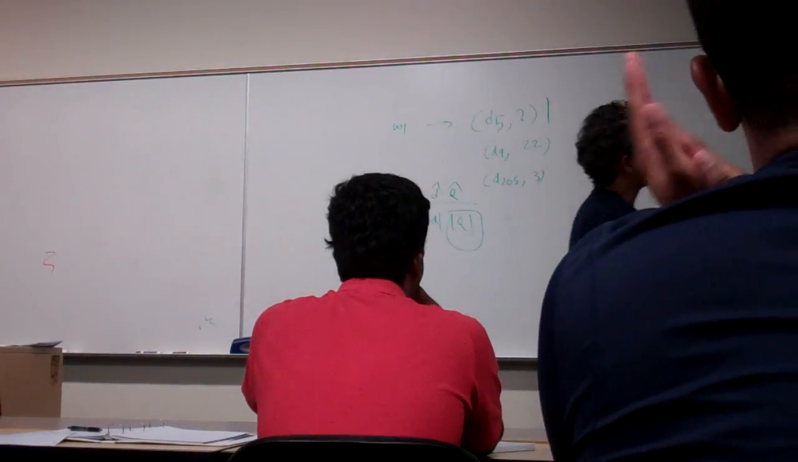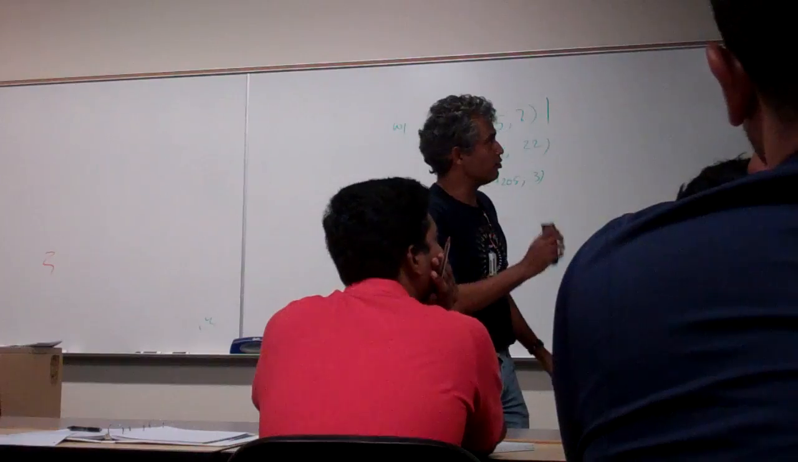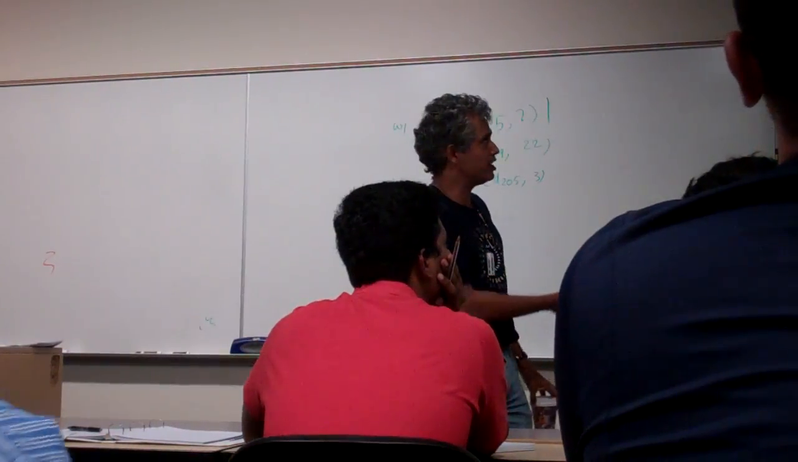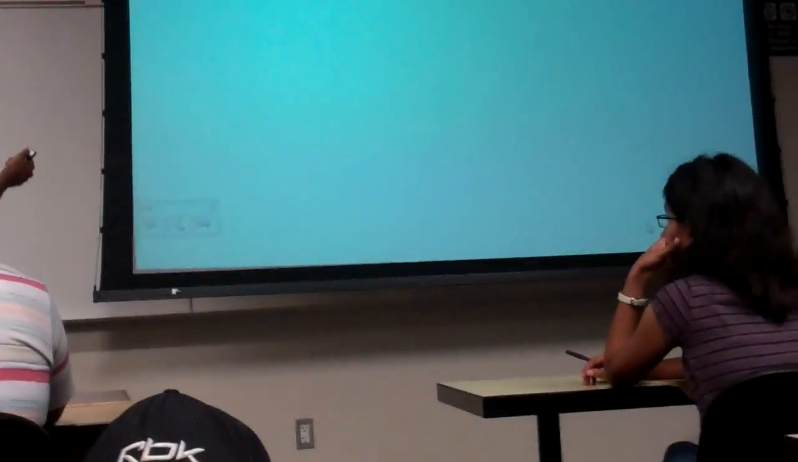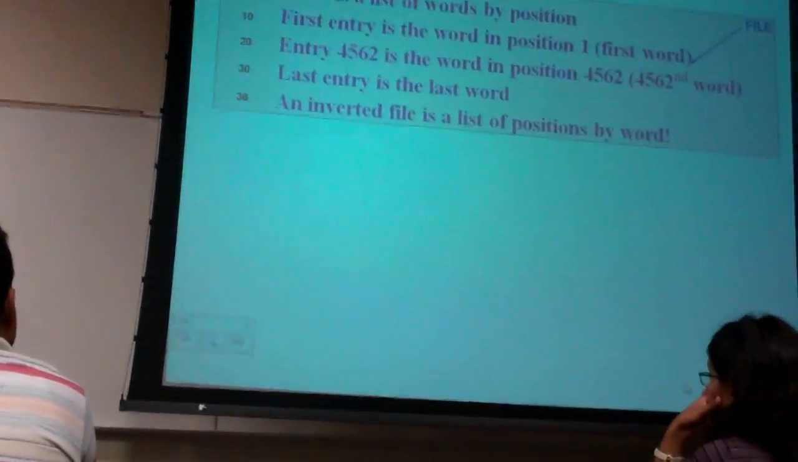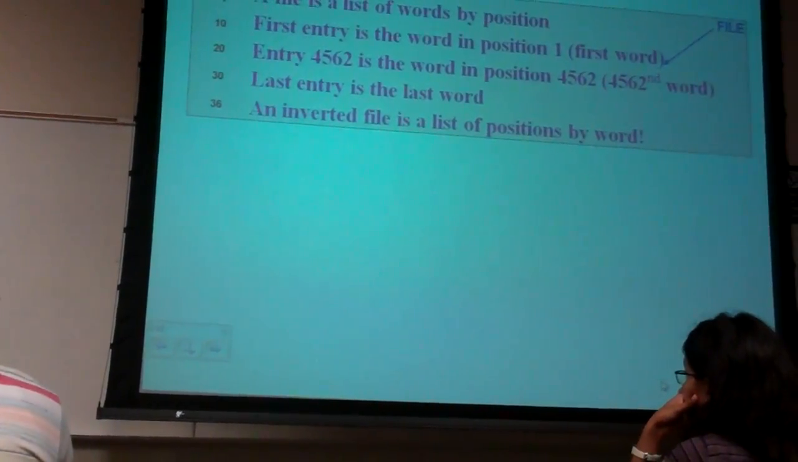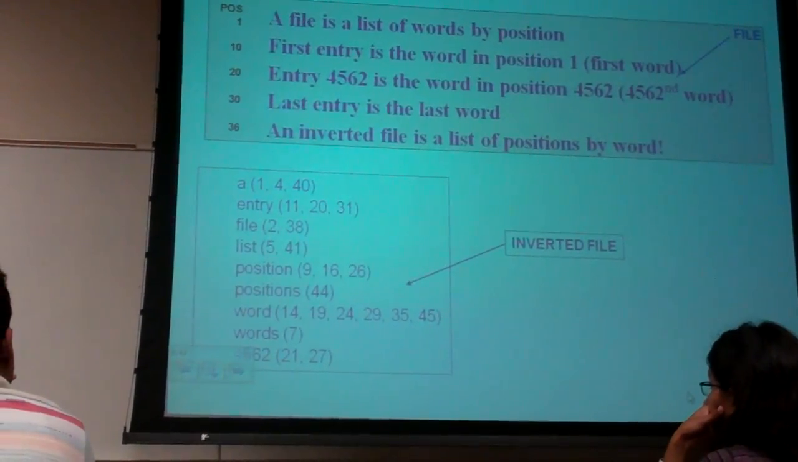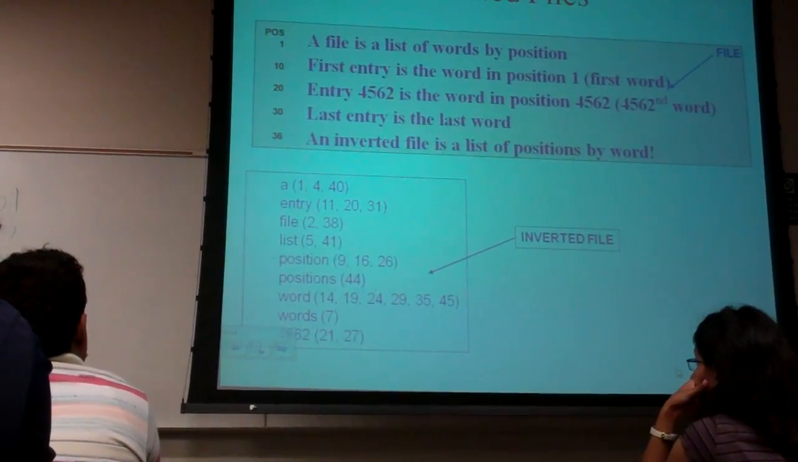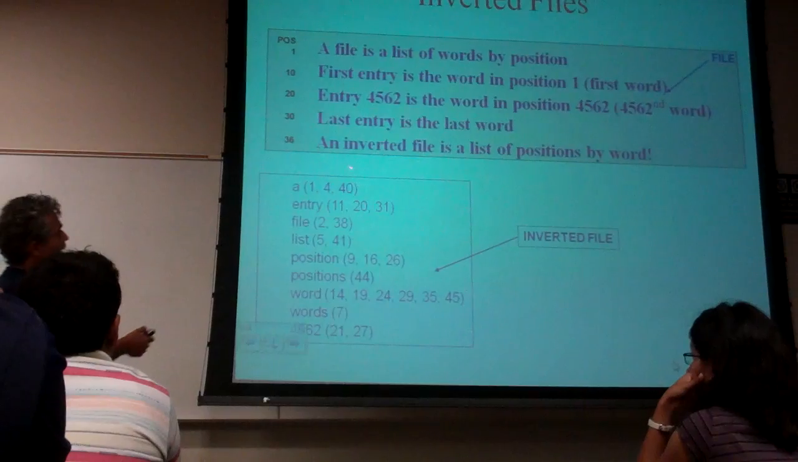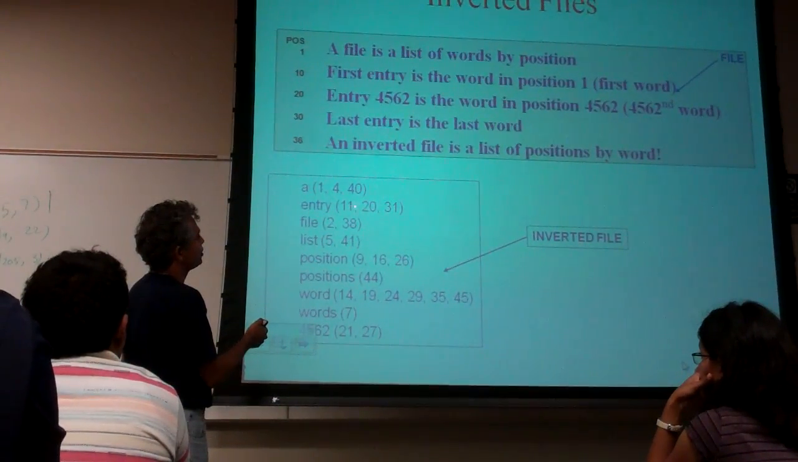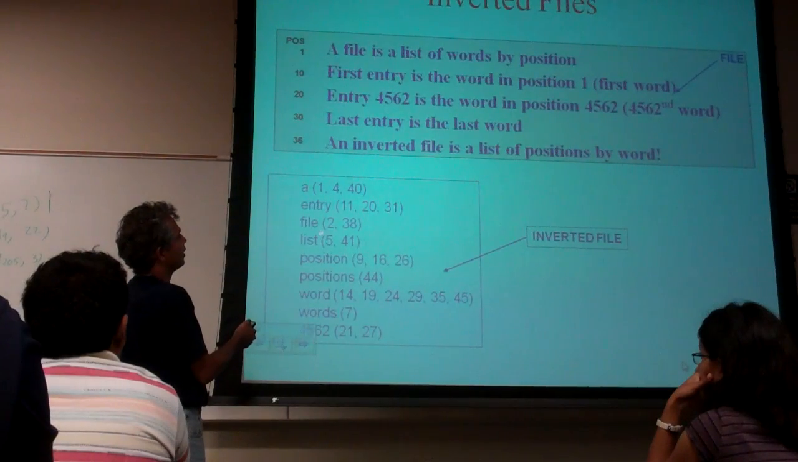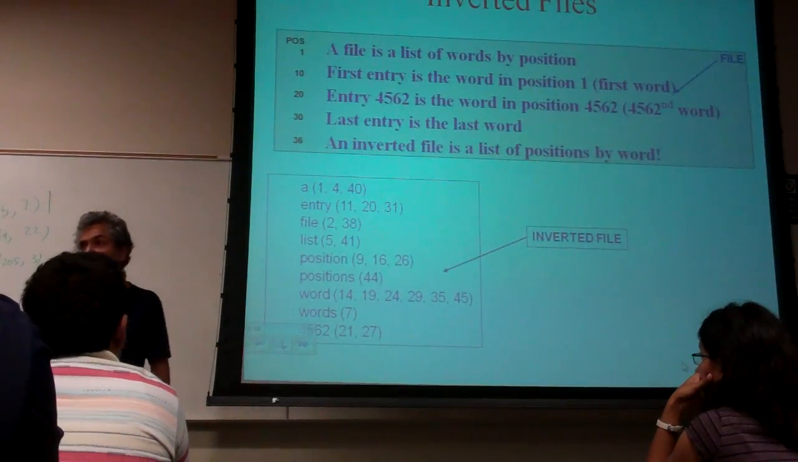Anyway, so here is an example. This is pretty much the one thing that you really need to understand, and then I'll say a few more things. Here is some document, and it has positions. Positions are just the word positions. That's my file, and here is my inverted file. It says A occurs at positions 1, 4, 40, and entry occurs in positions 11, 20, 31. File occurs in positions 2 and 38 for this document.